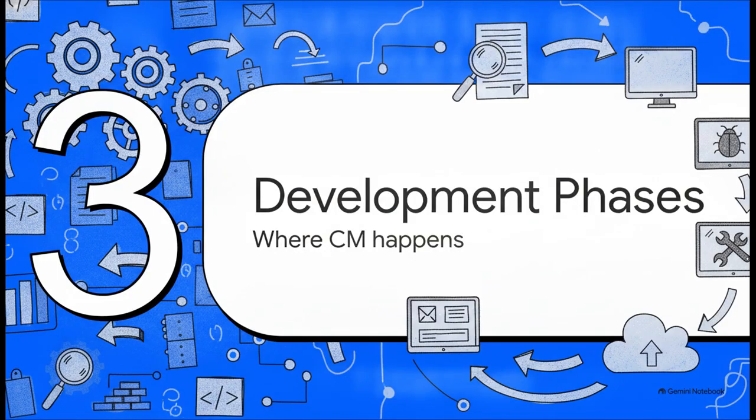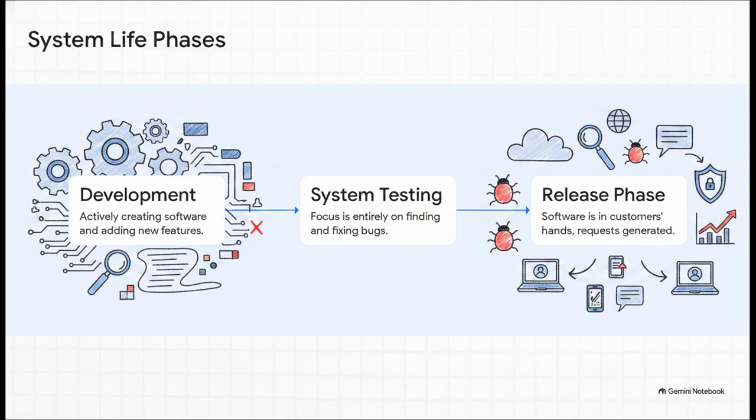Which brings us to Section 3, Phases of System Development. Now that we understand those 4 core activities, we really need to contextualize them in the real-world phases of system development. Software generally lives its life across 3 distinct phases. Phase 1 is the development phase. This is where the development team is actively creating the software, changing components, and adding new features. It's the highly creative phase.